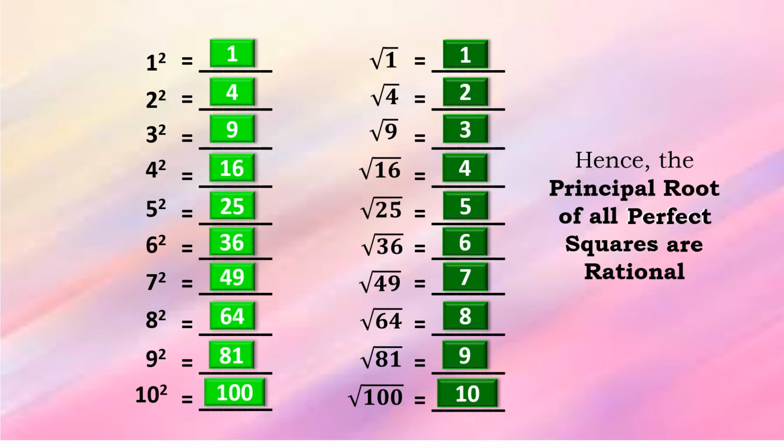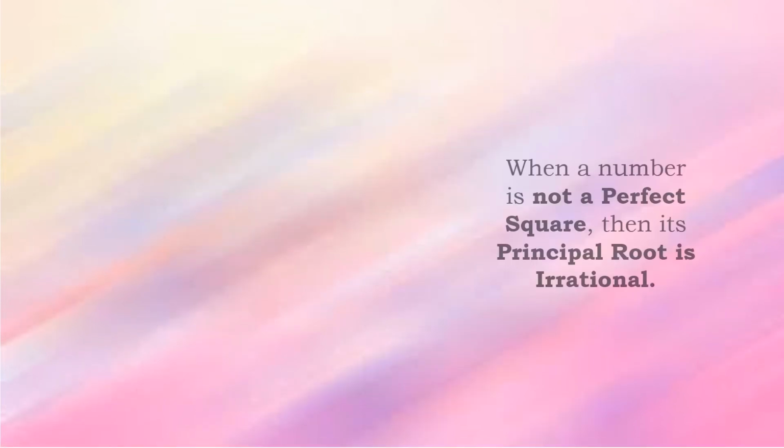Now, since we have extracted rational numbers, we can say that the principal root of all perfect squares are rational. On the other hand, when a number is not a perfect square, then its principal root is irrational. Let's look at these examples.